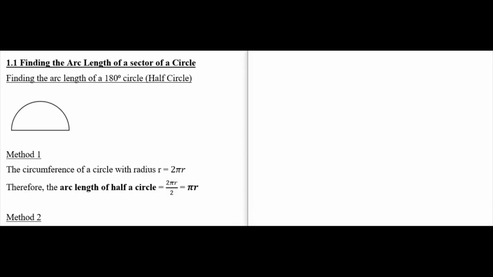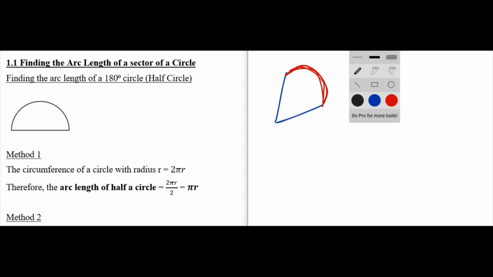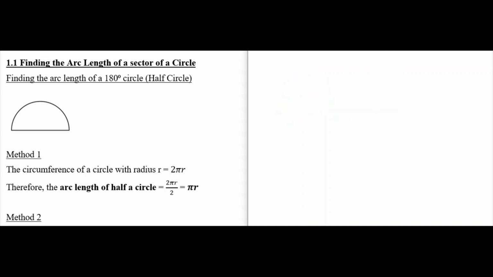Okay, so we are going to start with section 1.1, which is finding the arc length of a sector of a circle. So what is meant by an arc? Now we learned what a sector of a circle is, which is a part of a circle enclosed by two radii and part of a circumference. So this part of a circumference which we mentioned earlier, or this part of the circle, is the arc. Okay, so this part marked in red is called the arc. Alright, so this is something important that you should know.